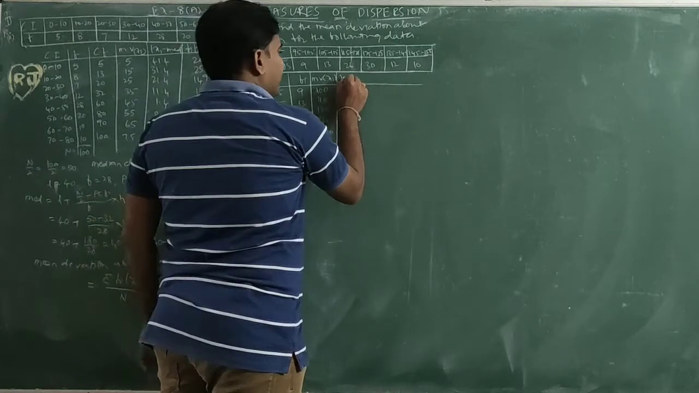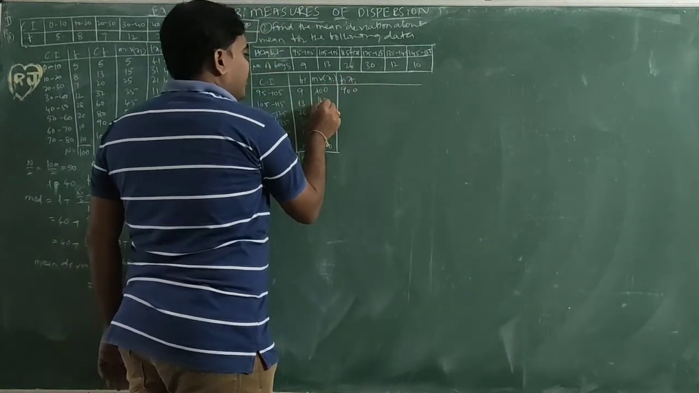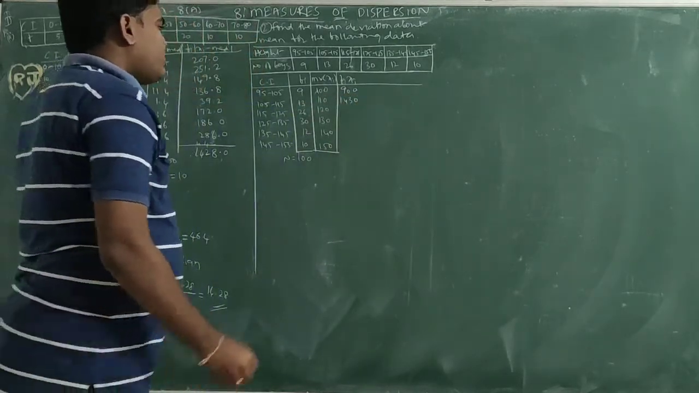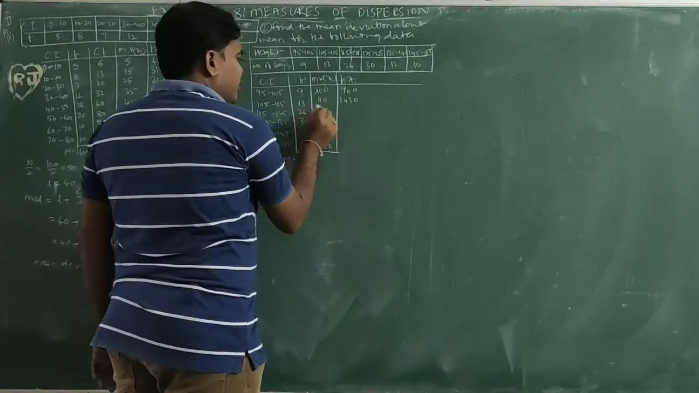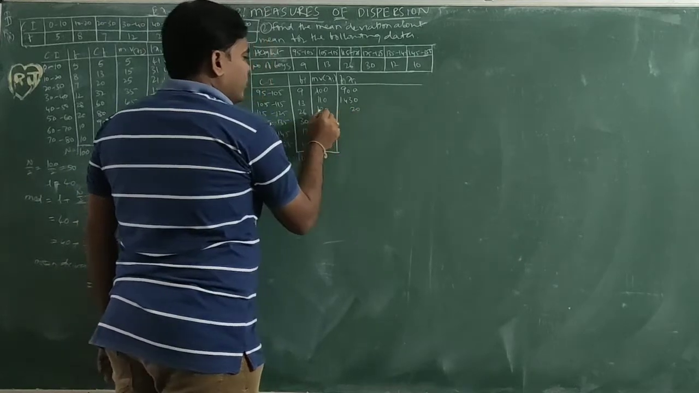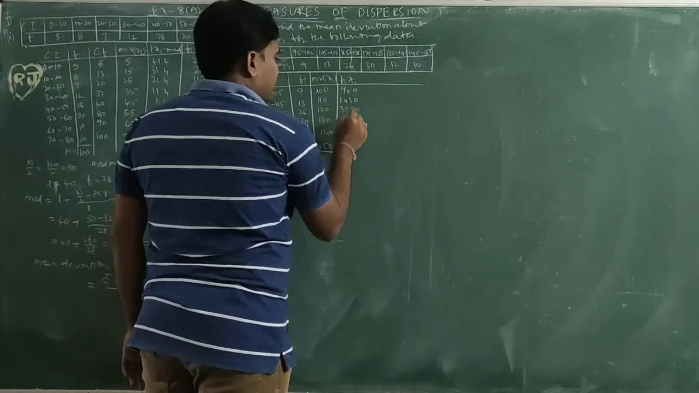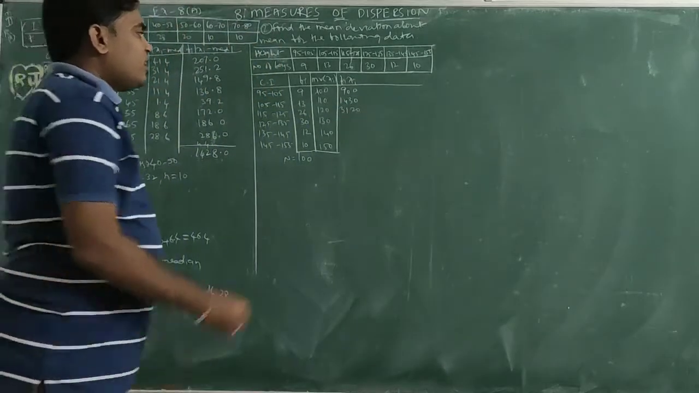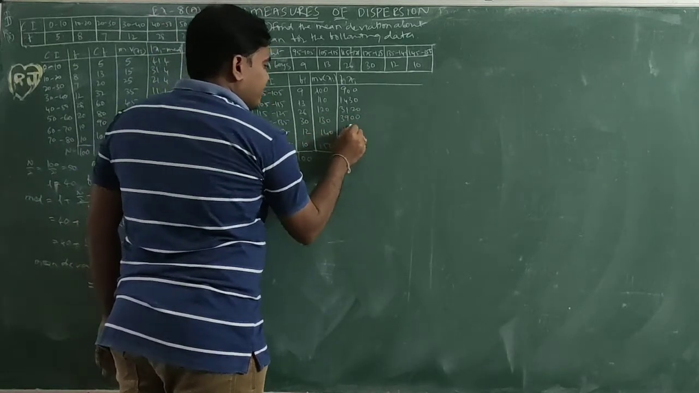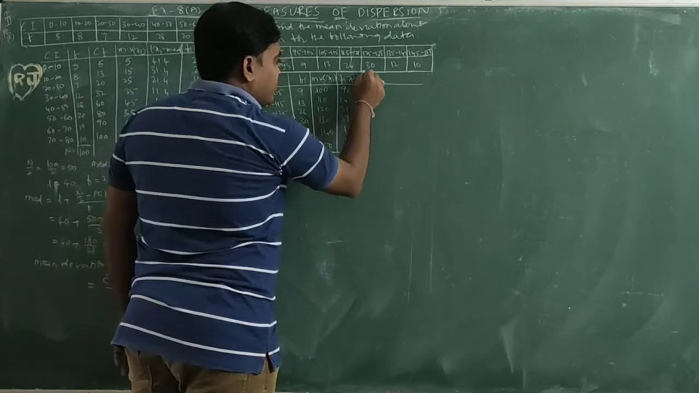Fi into Xi. 9 into 100, 900. 13 into 110, 1430. Next, 26 into 120, 3120. Next, 13 into 30, 3900. 14 into 1, 680. 15 into 10, 150, 1500.